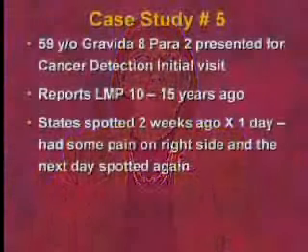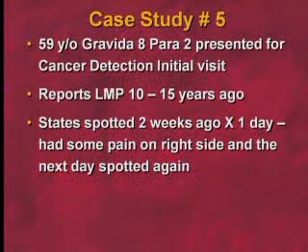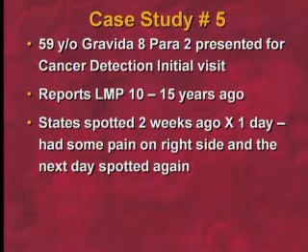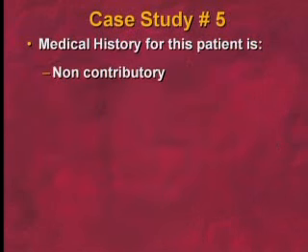Initially, this was a patient who came in a while back, a 59-year-old, gravida 8, para 2. She presented for a cancer detection initial visit. She reported her last monthly period was 10 to 15 years ago, but she tells us she spotted about 2 weeks ago for 1 day. Then the next day she had some pain in one side, and then she spotted a little bit again. She tells us that her last sexual encounter was 10 years ago.